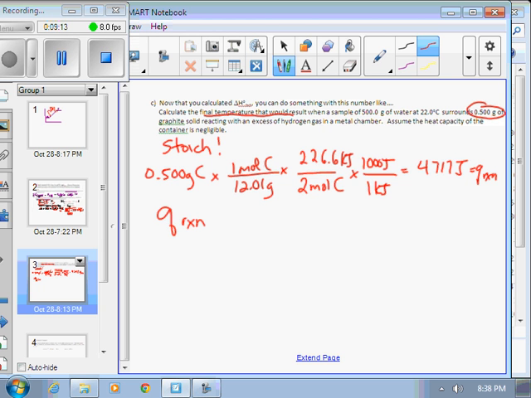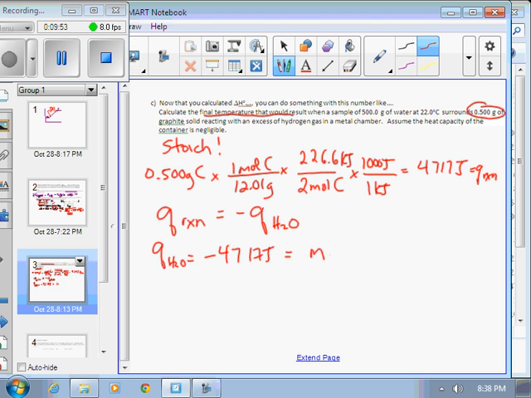The heat absorbed by the reaction, where did it get that energy from? Well, it stole that energy from somewhere, its surroundings, which in this case is going to be the water surrounding this metal chamber. So the heat absorbed by the reaction is going to equal the Q lost by the water. Of course, the only difference between these two Q values, heat gained equals heat lost. They're going to be the same numeric value, but opposite sign. Okay? So therefore, my Q of water is going to be negative 4,717 joules.